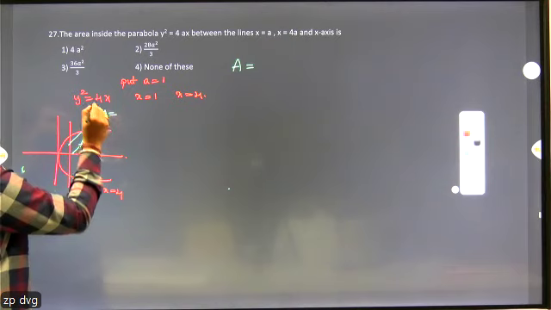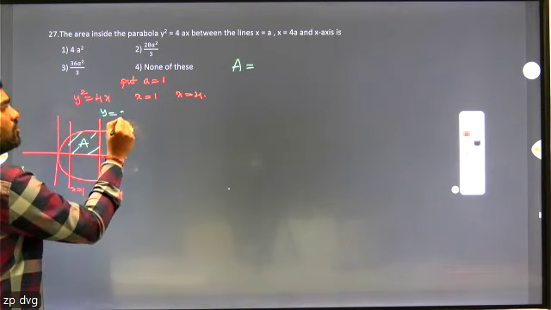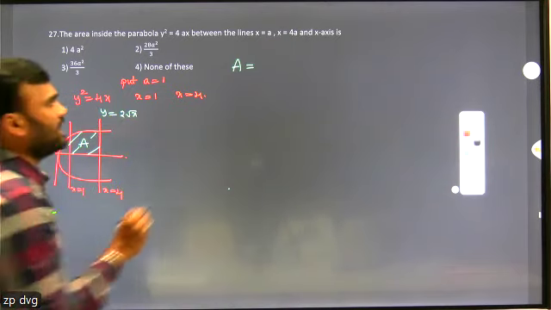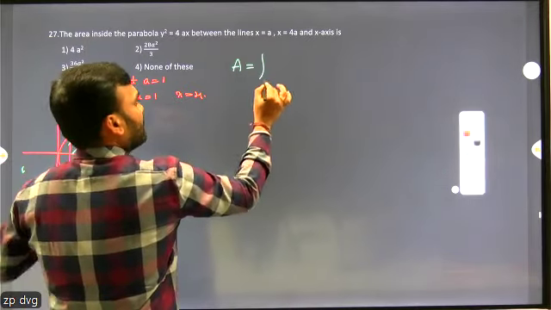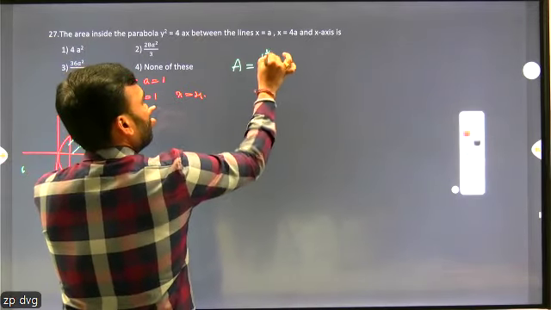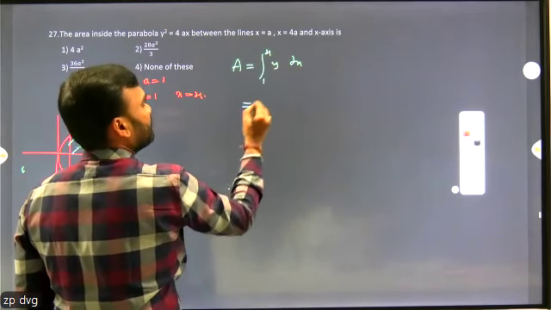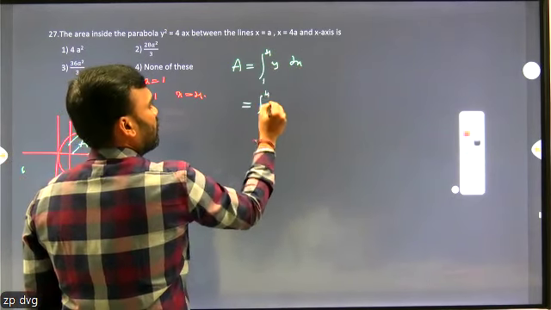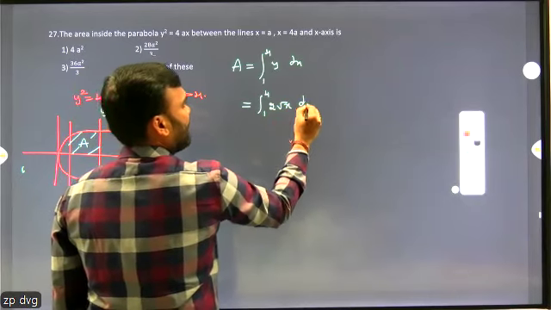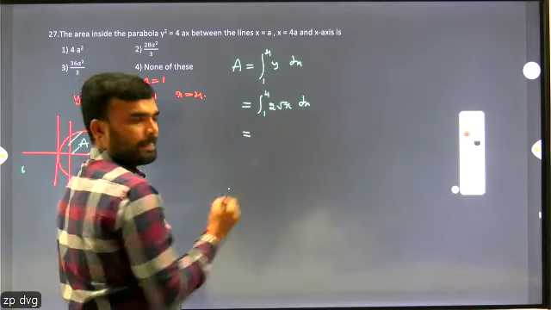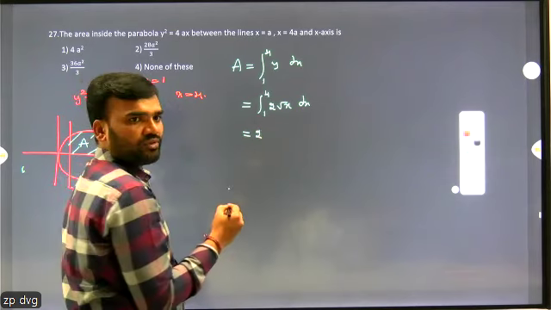y is equal to root 4x, what is that, sir? 2 root x. 2 root x. So what happened? The required area is integral from 1 to 4 of y dx. y means what? 1 to 4 of 2 root x dx. Correct, sir? Next, 2 into the integral of root x, what is that, sir?